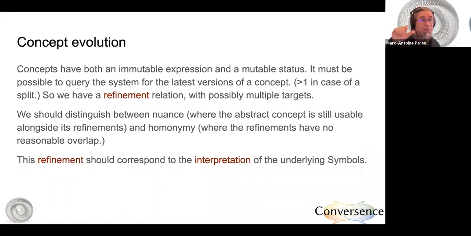Why does it matter to have that distinction between nuance and homonymy? Because old statements may not need to be refined in the case of nuance. It's absolutely imperative that they be refined and updated in the case of homonymy, because the abstracting overlap is meaningless. So basically, I've defined a refinement relation between concepts, and it should overlap with the interpretation of the underlying symbols. Like if this concept is represented by symbols, there should at least be a few symbols among the names of the concepts whose interpretations will correspond to the refinements.